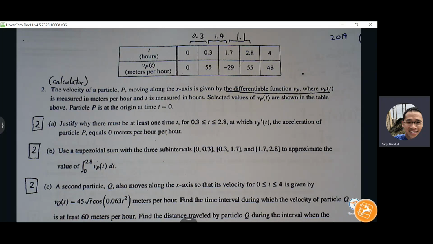So if you were to sketch out this graph here, right? At 0 hours is 0, at 0.3 hours is 55, then it goes to negative 29, goes back up to 55 and 48. So if you were to sketch this graph, there's got to be at least a slope 0 somewhere between. And the reason that we know that is because we have 2 points that are exactly the same.